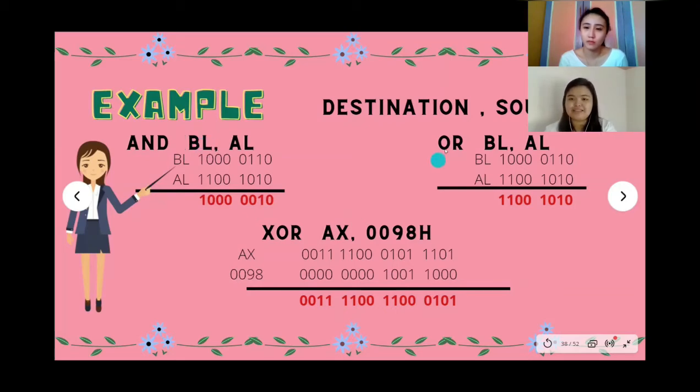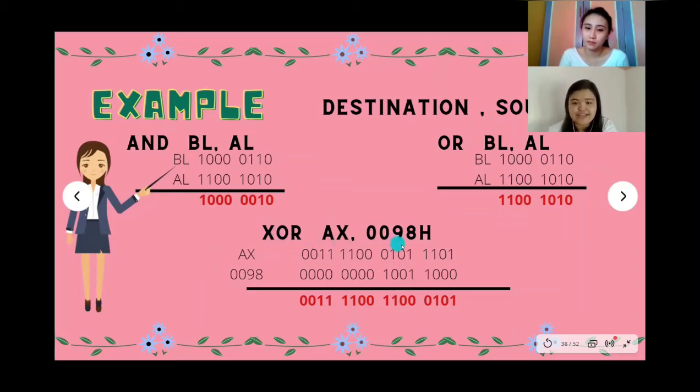So, our next is OR. Same 8-bit. So here, we add them both. So 0 plus 0 is 0, 1 plus 1 is 1, 1 plus 0 is 1, 0 plus 1 is 1, 0 plus 0 is 0, 0 plus 0, 0, 0 plus 1, 1, and 1 plus 1 is 1. The same process, the answer we get is also stored in the destination. So, next is XOR.